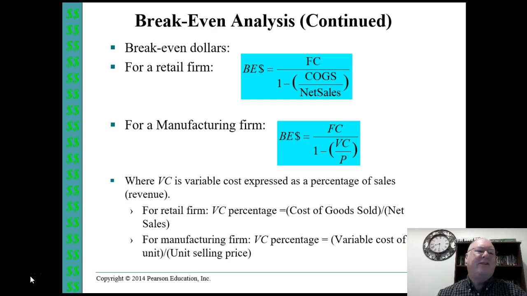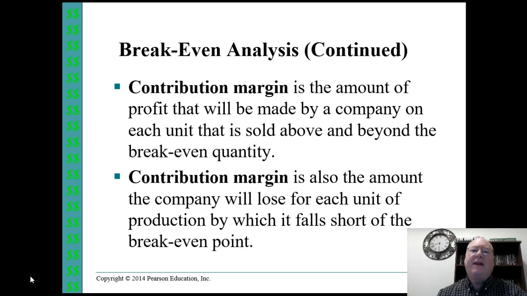And we can see how this break-even analysis works. I'll show you an actual example here in just a minute. The contribution margin is the amount of profit that will be made by a company on each unit that is sold above and beyond the break-even quantity. The contribution margin is also the amount the company will lose for each unit of production by which it falls short of the break-even point.